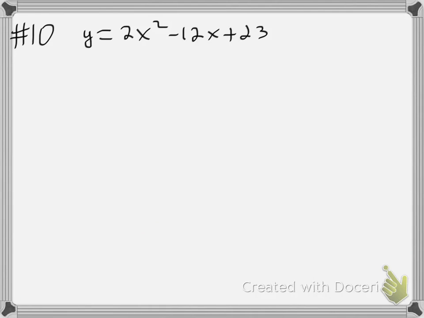So number 10, it says the graph of y equals 2x squared minus 12x plus 23 is shifted 6 units to the right and 3 units down. What is the equation of the new graph in vertex form? Well, it's hard to see 6 to the right and 3 units down in standard form, so we need it in vertex form, and we did that on the previous problem.